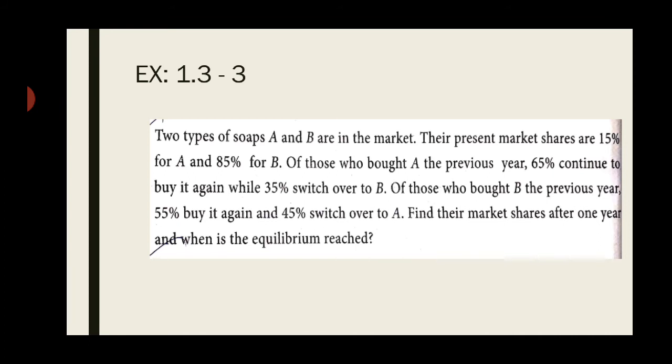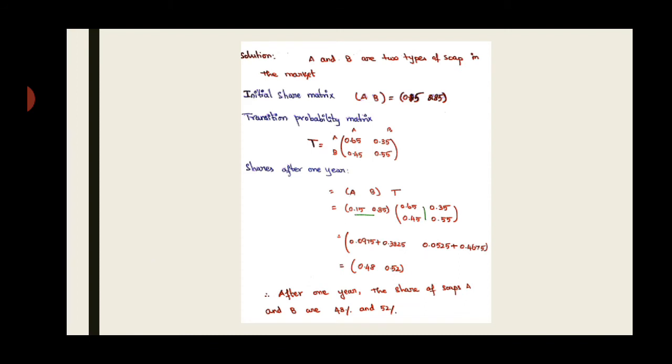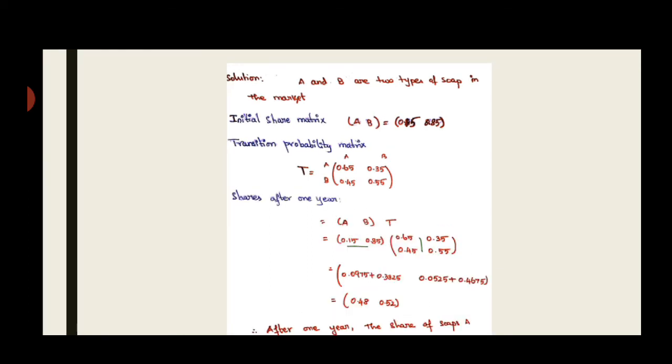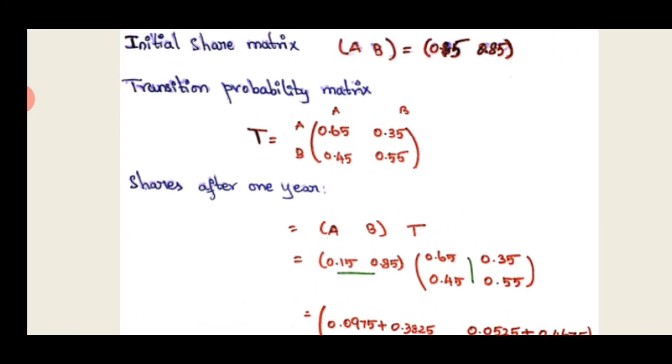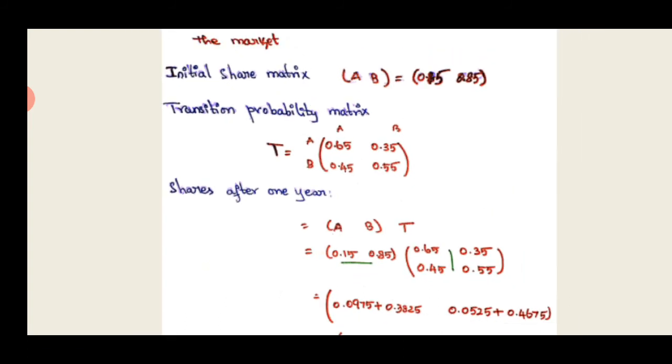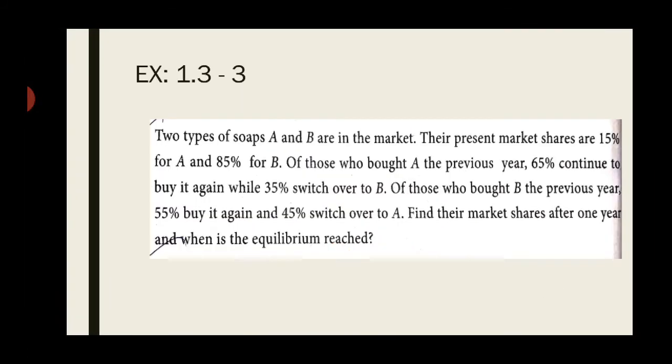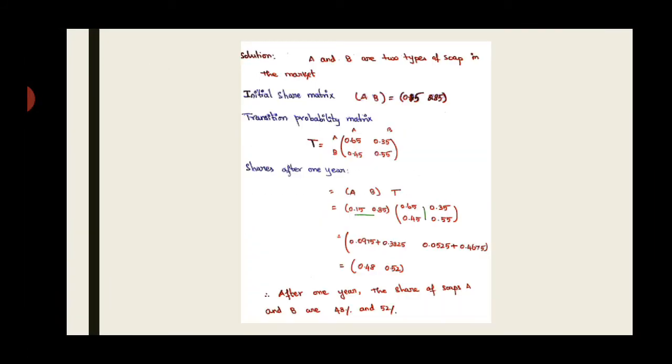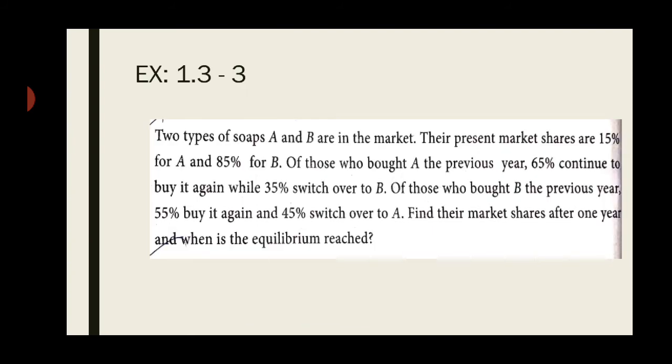Right. Now next line. Of those who bought B the previous year, 55 percentage buy it again. So those who bought B, they are buying B again, 55 percentage. So B row, B column, 0.55. We have to write the second row, the second entry, you can see 0.55. The remaining percentage, that is 45 percentage, switch over to A. So those who are using B now going to A, B A, you have 0.45. So we got the transition probability matrix.